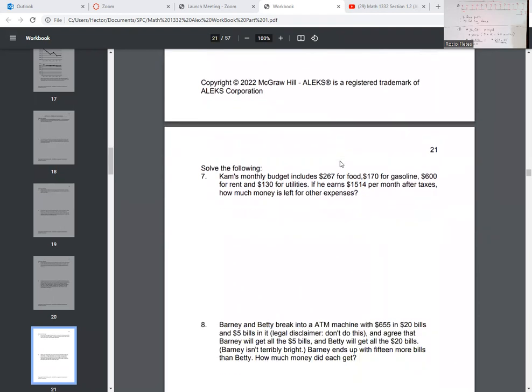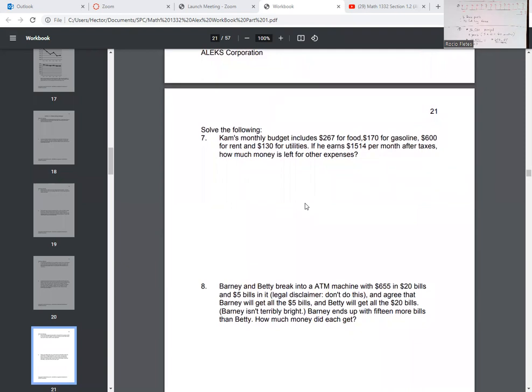Okay, number 7, another budgeting question. I like this problem. It says, Cam's monthly budget includes $267 for food, $170 for gasoline, $600 for rent, and $100 for utilities. So she's got a monthly budget. She earns $1,514 per month after taxes. How much money is left for other expenses? Well, this one basically is just subtracting, right? So we're going to take a look at what the budget is.